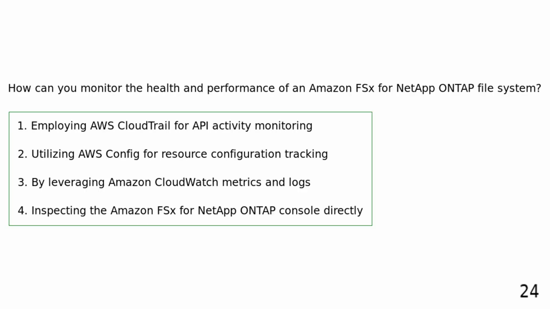How can you monitor the health and performance of an Amazon FSx for NetApp ONTAP file system? Employing AWS CloudTrail for API activity monitoring. Utilizing AWS Config for resource configuration tracking. By leveraging Amazon CloudWatch metrics and logs. Inspecting the Amazon FSx for NetApp ONTAP console directly.